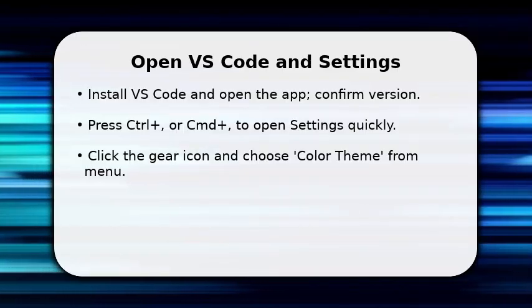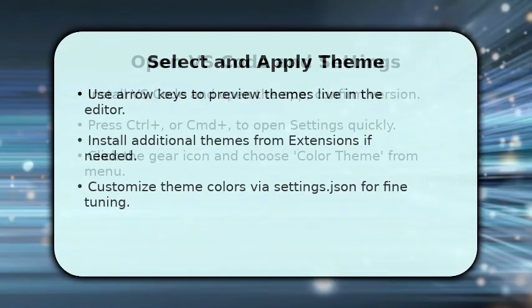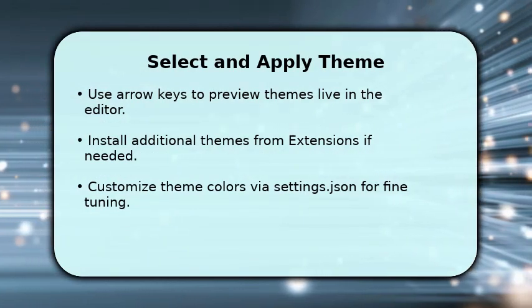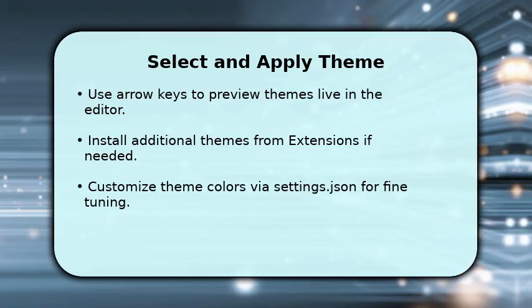You will now choose and apply a theme. Use the keyboard arrows or click names to preview themes live so you can see background and syntax contrast immediately. Once you find one you like, press Enter to apply it. If colors don't match your taste, open Extensions and install another theme pack, then return to Color Theme.